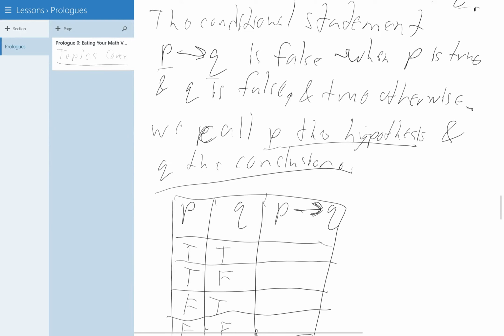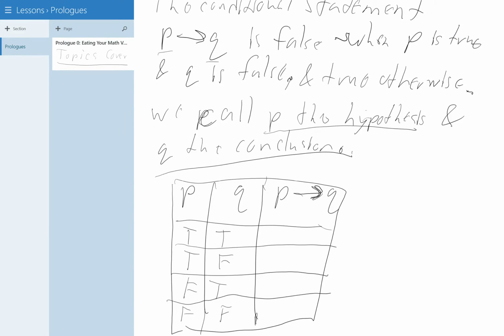So let's look at this. The conditional statement, P implies Q, is false when P is true and Q is false. Let's get that one done first. It's false when P is true, so I look at all the different cases. P is true and Q is true, I don't care about that one. In fact, you're using conjunction logic right now. P is true and Q is false. There we go. Then this whole statement is false.